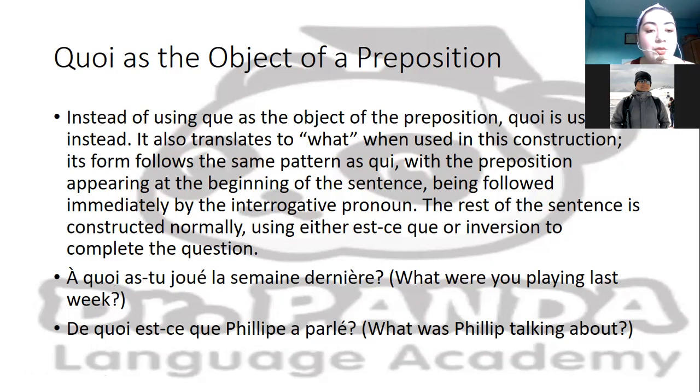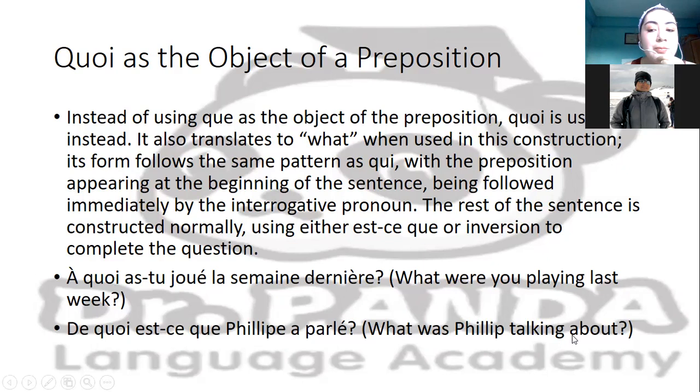À quoi as-tu joué la semaine dernière? Yes. Very good.